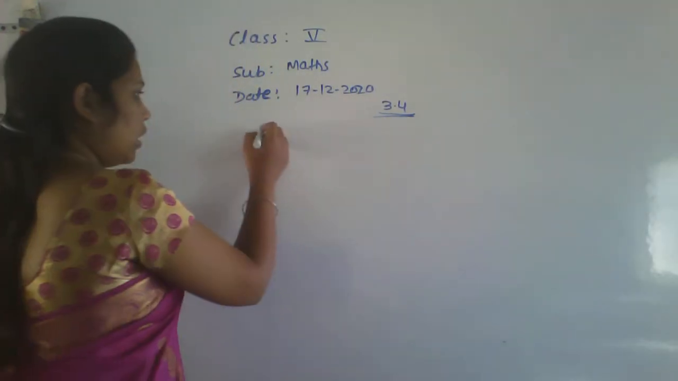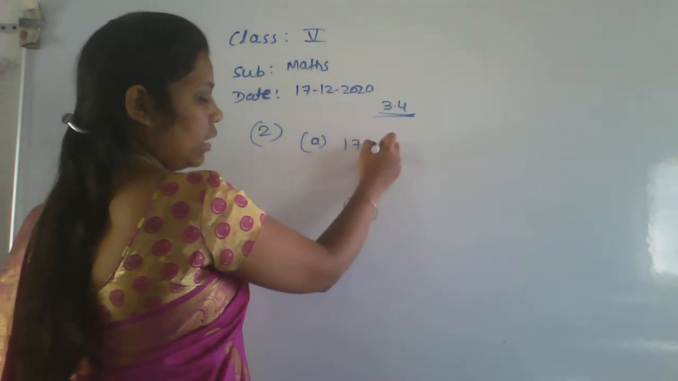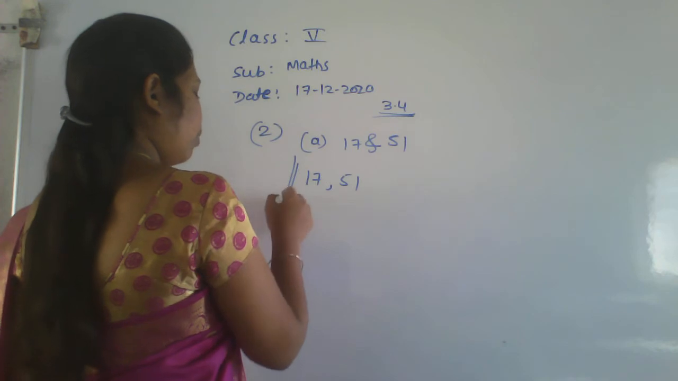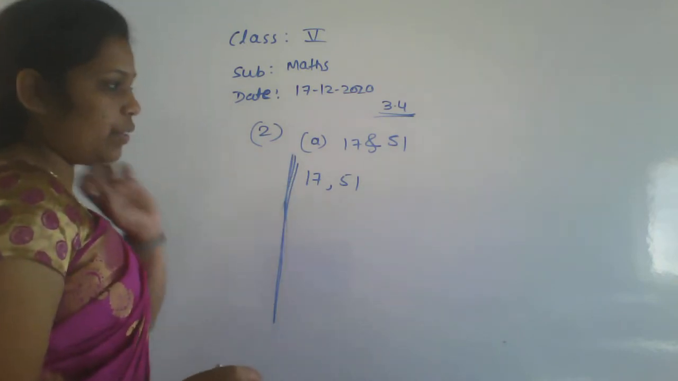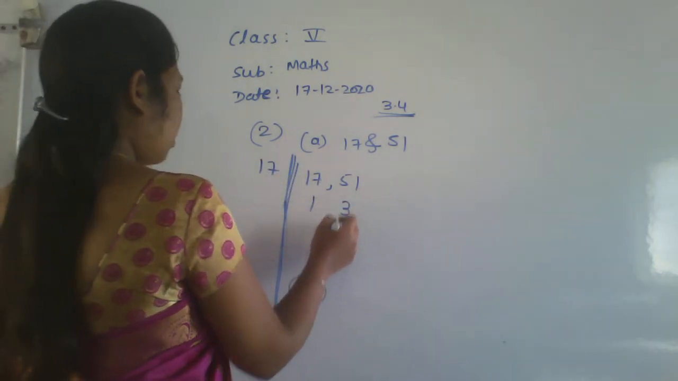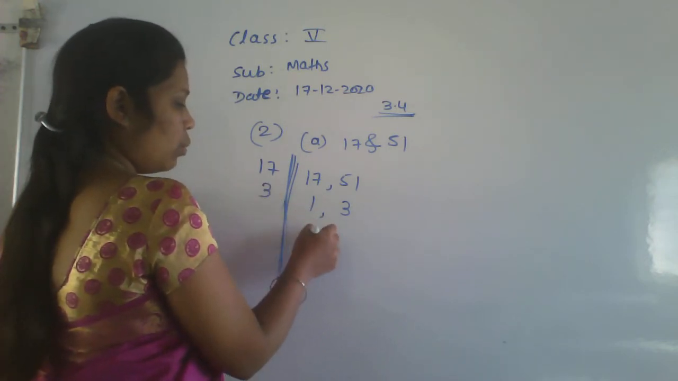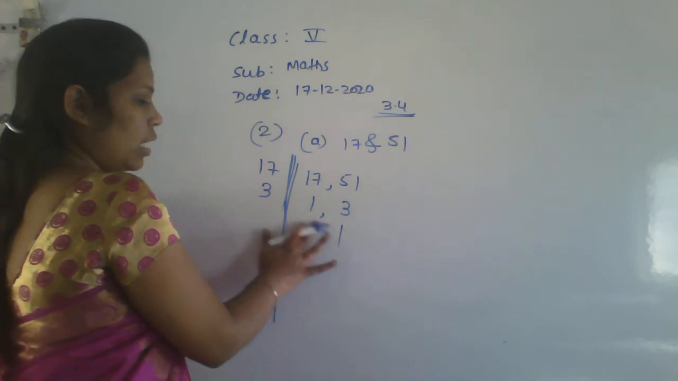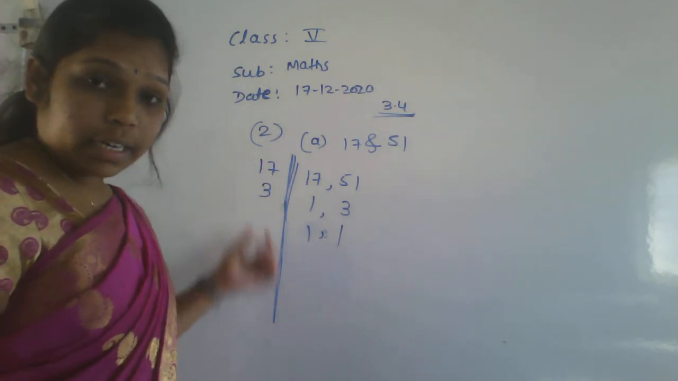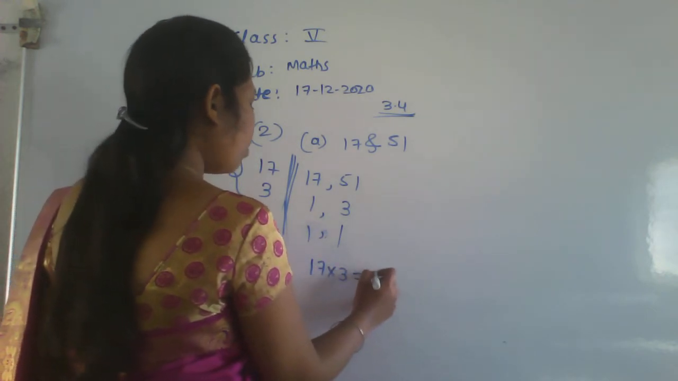The second method we are solving is the common division method. The first one is 17 and 51. Common division method means at a time you have to do the division. So we can take 17: 17 1s are 17, 17 3s are 51, right? Next 3, here 1 is already there, so 1 only. 3 1s are 3. We want the answer 1, 1 here. Until we get 1, 1, we have to do the division. Now multiply these two numbers, that is 17 into 3, which is 51.